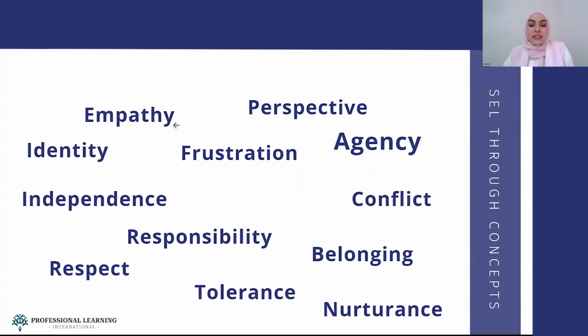Okay, so now you can see on the screen that there are some concepts. I want you to take a few seconds to read those concepts and think, do you teach these concepts or not?